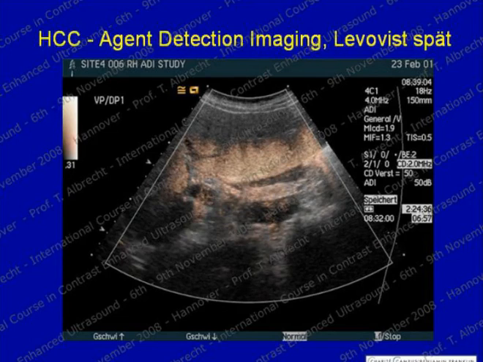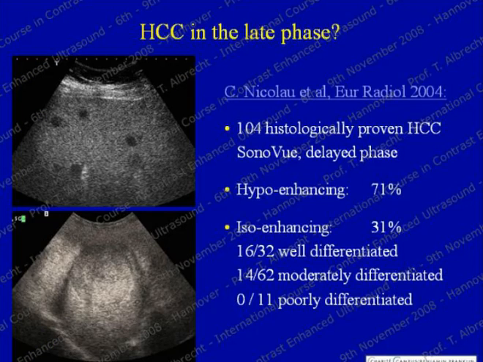In this study, a very nice study by Dr. Nicolaou, 104 histologically proven HCC, 70% washed out, but 31 were iso-enhancing in the delayed phase. Now, if you look at those 31, then you can see that this was predominantly in well-differentiated and never the case in poorly differentiated. So it's got something to do with the degree of differentiation.